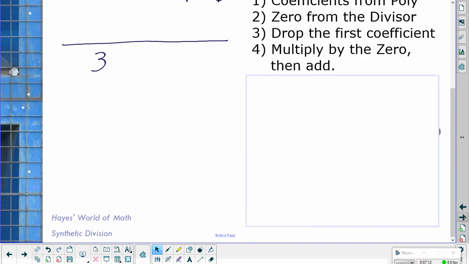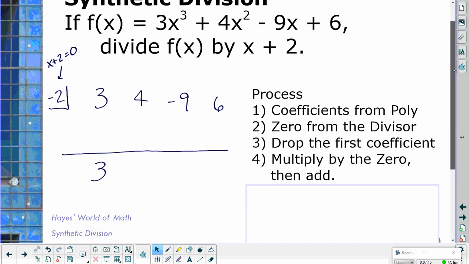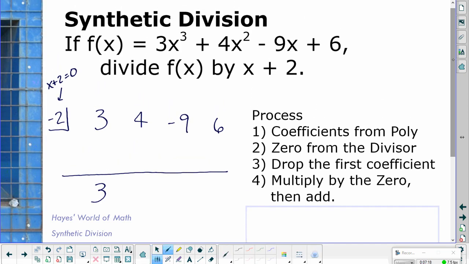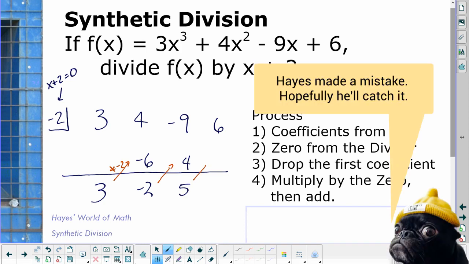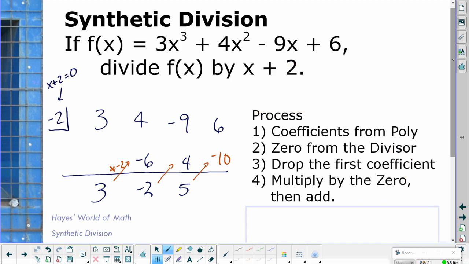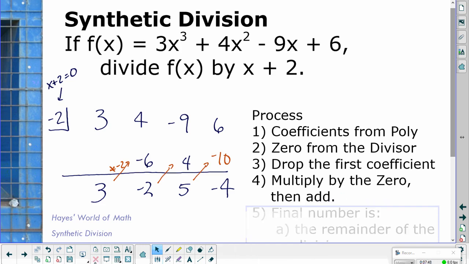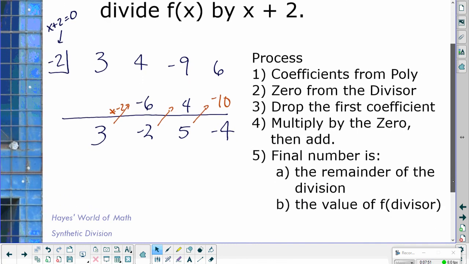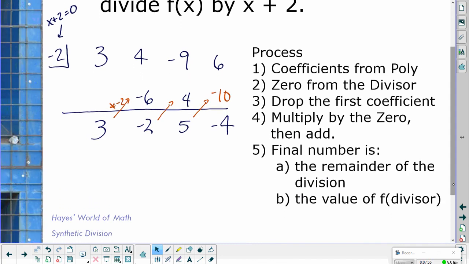And then after that, you're just going to go through and multiply and add, multiply by the 0 and then add. So I'm going to multiply it by negative 2. So I get negative 6. And I'm going to add them up. I'm going to multiply it and then add it. Multiply it, add it. So then your final answer is just going to be the remainder. So the final number is the remainder of the division, which is this one right in here. So this number down here is the remainder of the division.